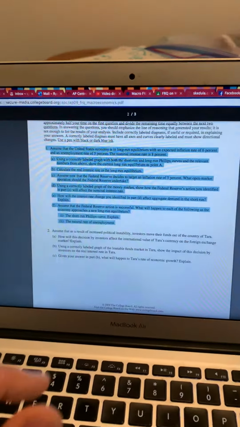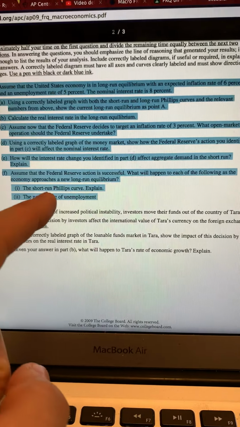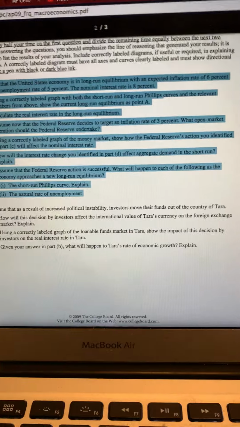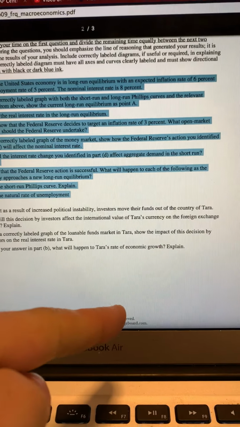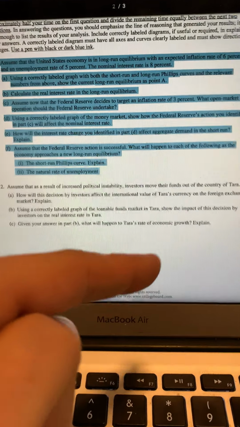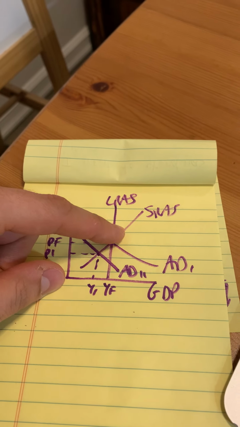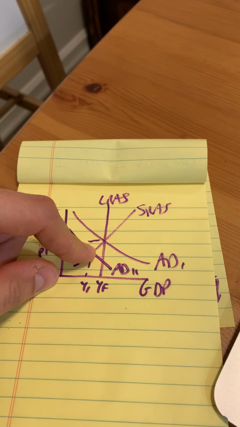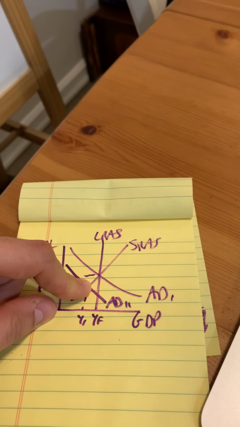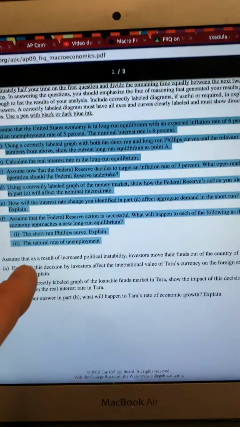Then we get to the fun one. This takes a lot of steps. So for F, assume the Federal Reserve action is successful, so interest rates went up. What will happen to each of the following as the economy approaches new long-run equilibrium? So look what happened here. AD went to the left. This was successful, right? They wanted to do this. They wanted to lower the interest rates. They wanted to lower the inflation rate. And so they brought the price level down. So that's successful. It says, what happens to the short-run Phillips curve?